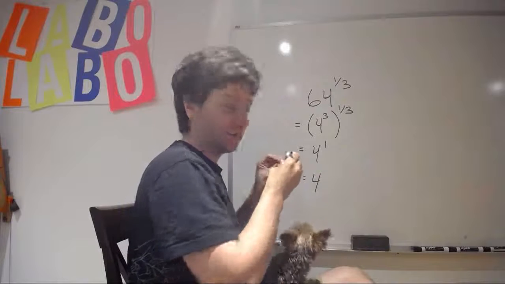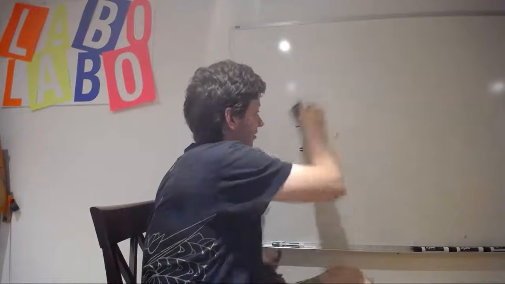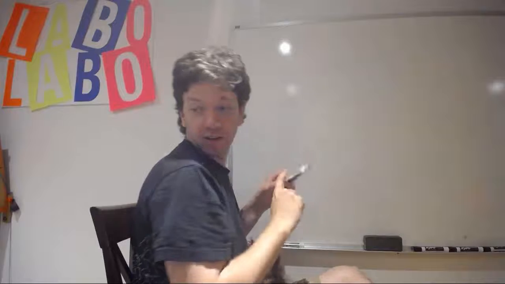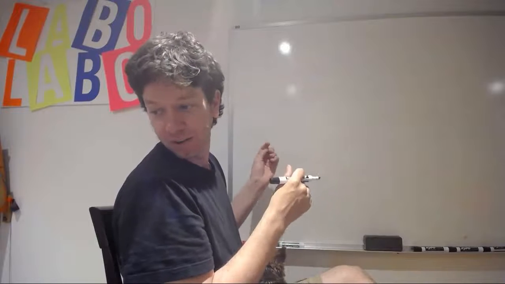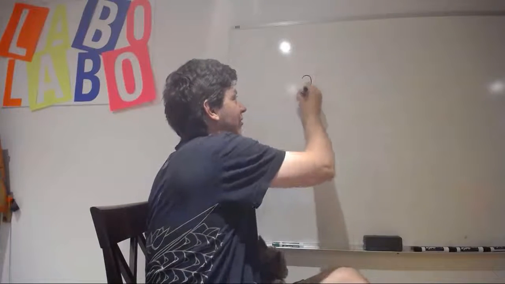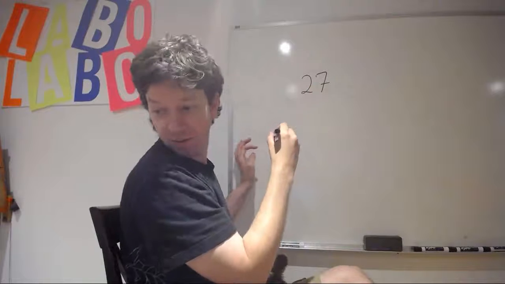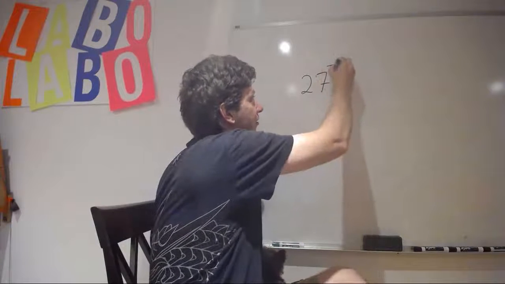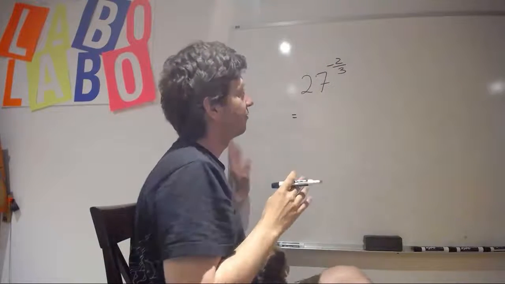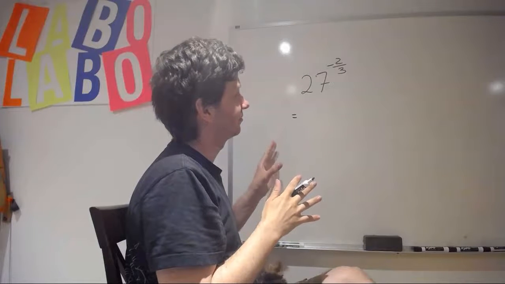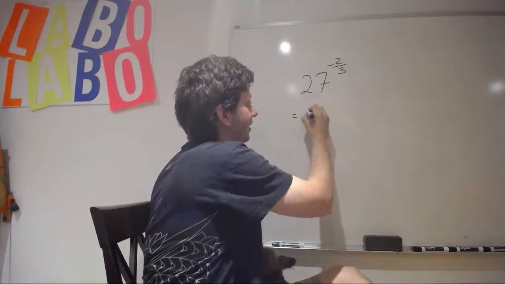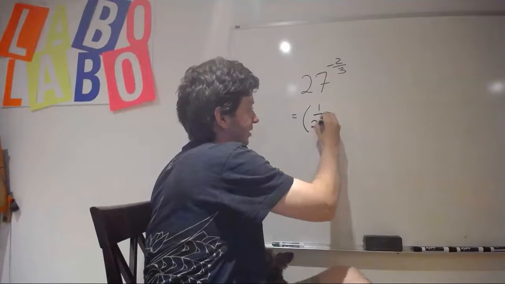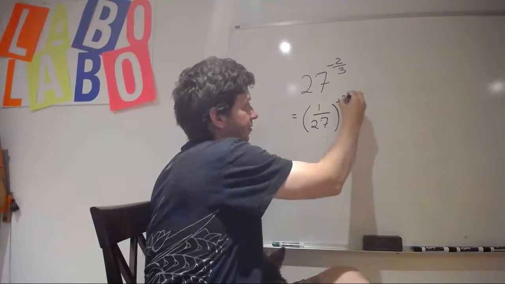Okay, let's try one more. Let's do E, the hard one. So 27 to the power of -2/3. All right. First, let's deal with the minus. Now remember, minus, you sort of just flip, take the reciprocal. So I can write this as 1/27 to the positive 2/3.